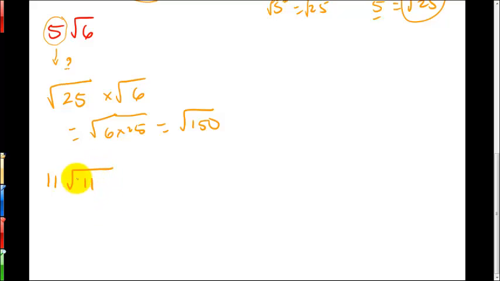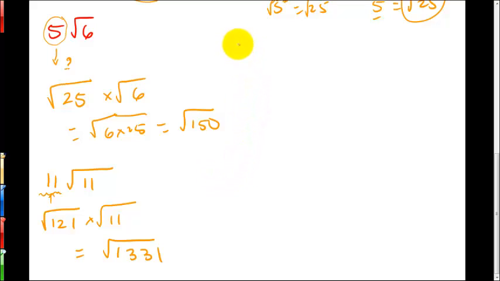Well, that root 11 we like. We don't want to change that. But this 11 here is the one that we're worried about. Where did 11 come from? It came from 121 because the square root of 121 would have given us 11 again. And then this root 11 stays the same. And voila, we've got the square root of 121 times 11, which is 1,331.